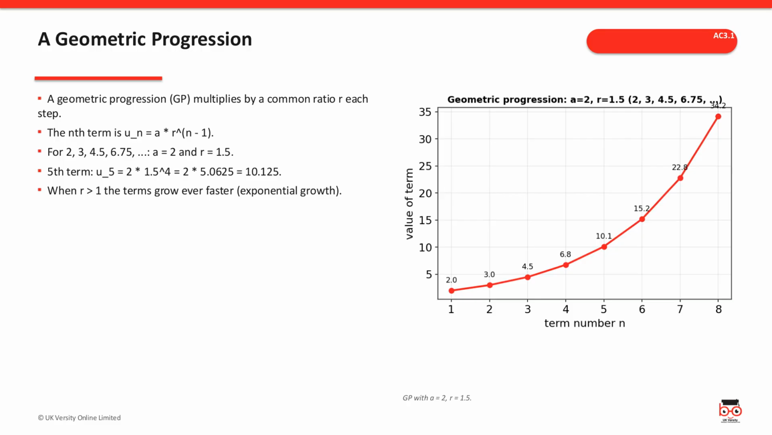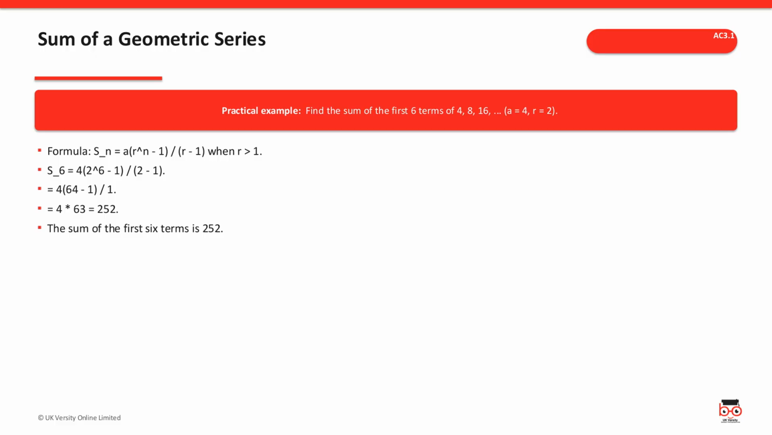When r is bigger than 1, the terms grow ever faster, that familiar exponential behavior. Let's sum a geometric series. We want the first 6 terms of 4, 8, 16 and so on, where a is 4 and r is 2. The formula for r greater than 1 is s sub n equals a times r to the n minus 1 all over r minus 1. So s sub 6 is 4 times 2 to the 6th minus 1 over 1, which is 4 times 64 minus 1, that's 4 times 63, giving 252.